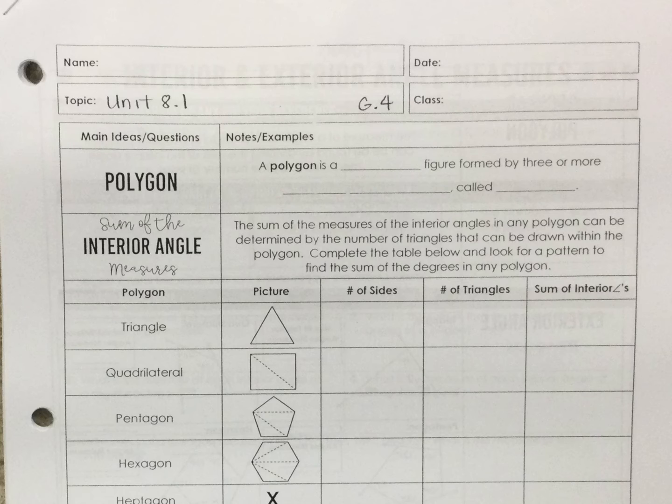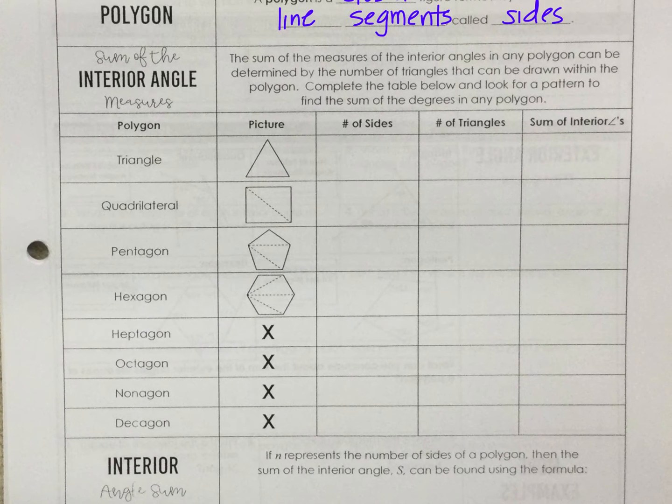We're going to go back and talk about polygons. This is in your newest packet that you do not have yet, but as soon as you come to school, you can get it. A polygon is a closed figure that is formed by 3 or more line segments, and those line segments are called sides. So, let's talk about some polygons for a minute.